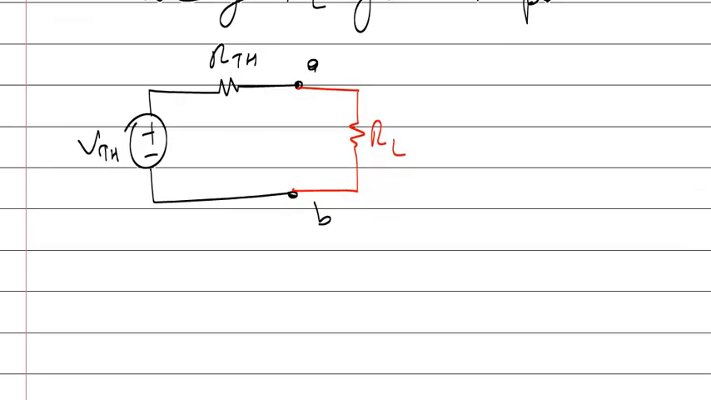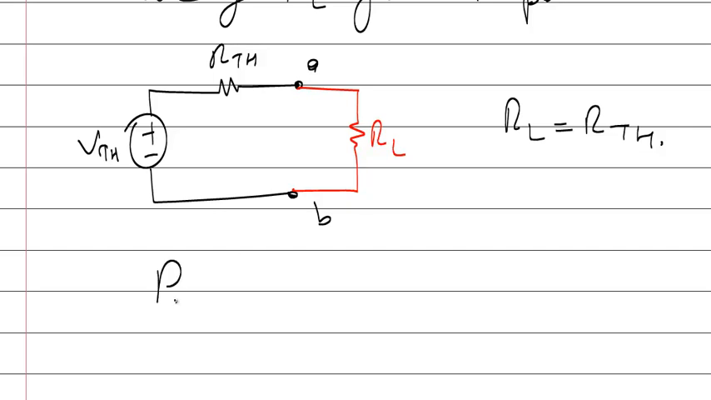What should be the situation for the maximum power transfer? V Thevenin is a fixed value. That's the Thevenin voltage of the circuit. R Thevenin is a fixed value. It's the resistance of the circuit. What should be the value of RL to absorb maximum power from the circuit? That situation is RL is equal to R Thevenin.